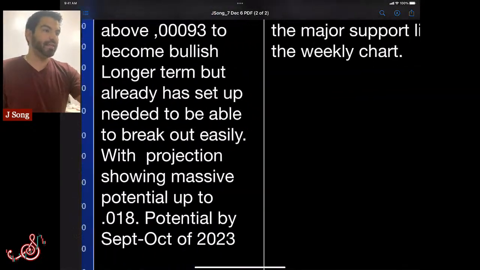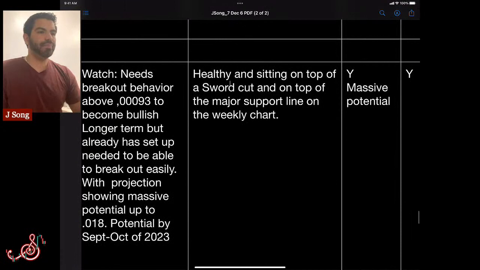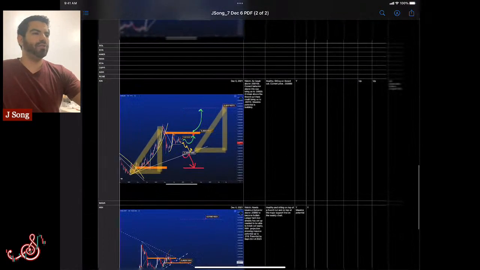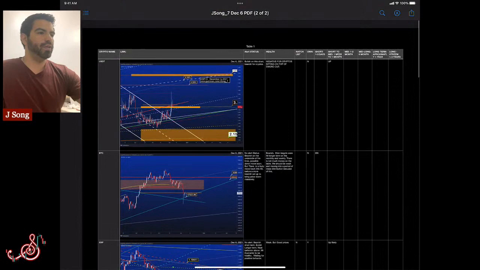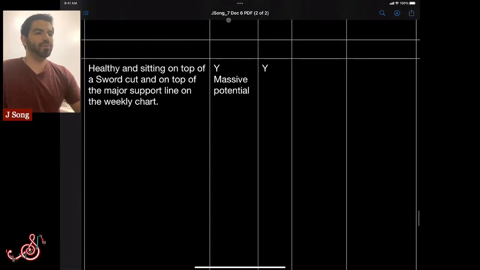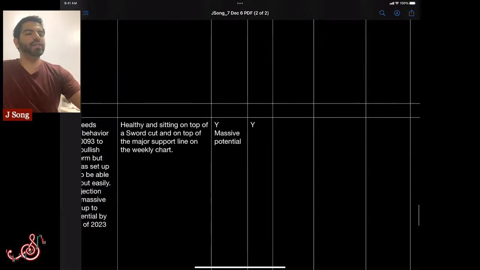0.018 of a cent. And then so I put healthy sitting on top of a sword cut and on top of the major support line on the weekly chart. And then here's that column. What was that again? To watch list and own. Okay, so watch list, yes, it's on the watch list with a Y here. And do I own it?